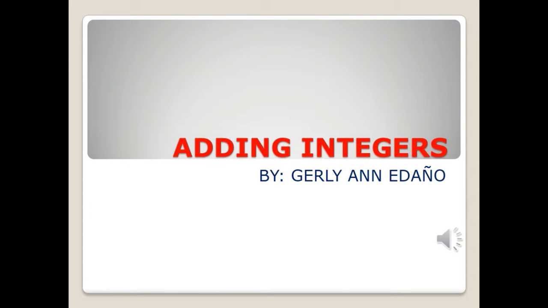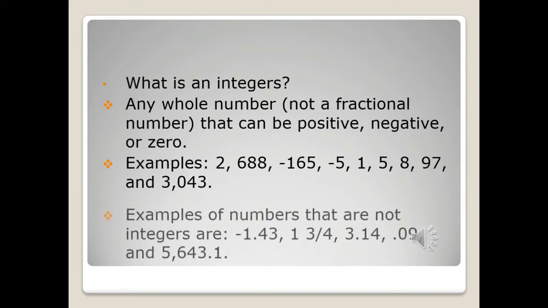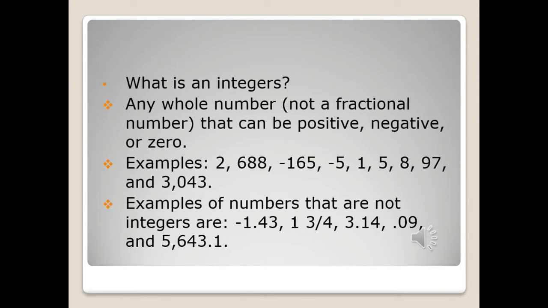Our topic for today is all about adding integers. But before that, we must first know what an integer is. So what is an integer? It is any whole number that can be positive, negative, or zero. Examples of this: 2, 688, negative 165, and so on.